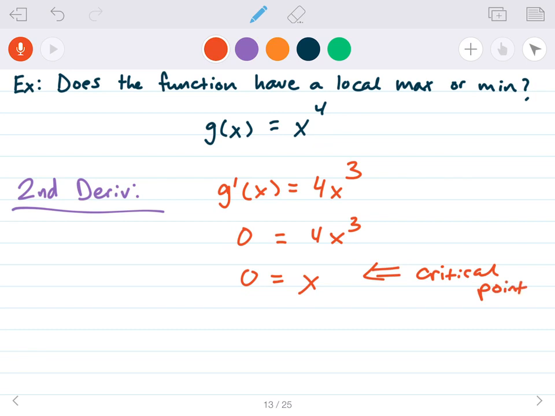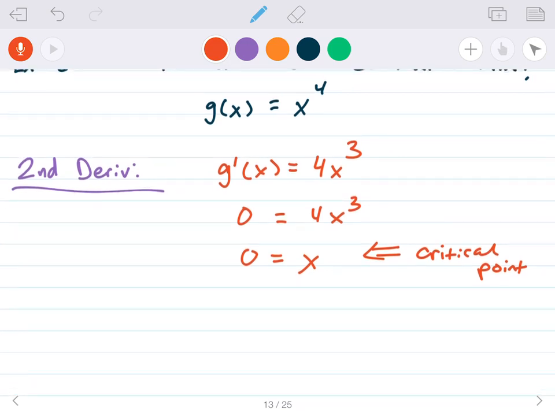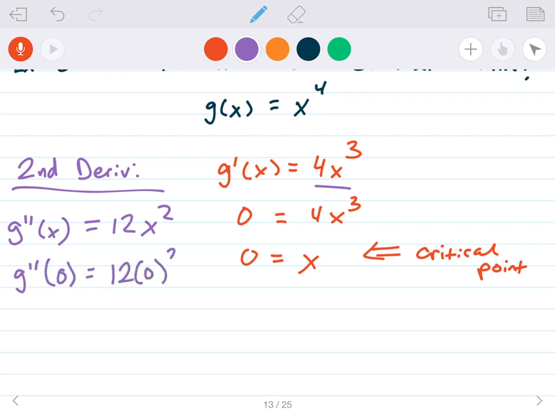Okay, so this is the critical point, and now we're going to do the second derivative test. So the second derivative is, if I look at this, I take the second derivative and I get 12x squared, okay? And now what the second derivative test tells me is if I plug it in and I either get a positive or a negative number, I know where the local max and min is. Well, what happens here? A bunch of nothing happens, because if I plug in my critical point into the second derivative, I get 0, and therefore this test tells me nothing.